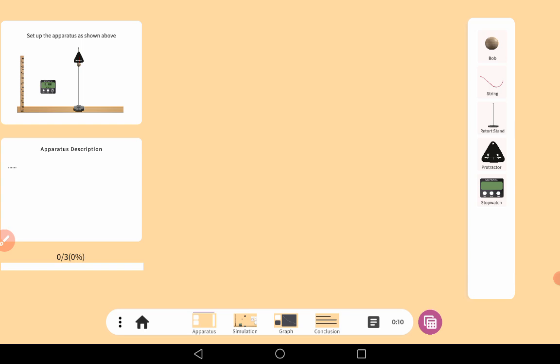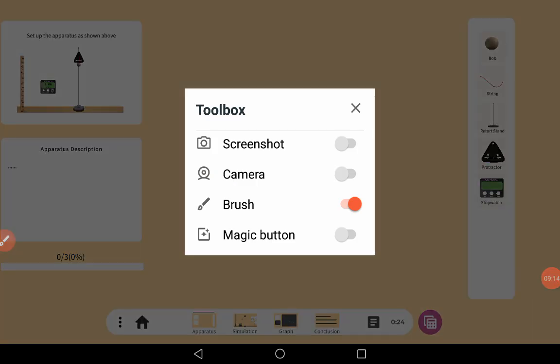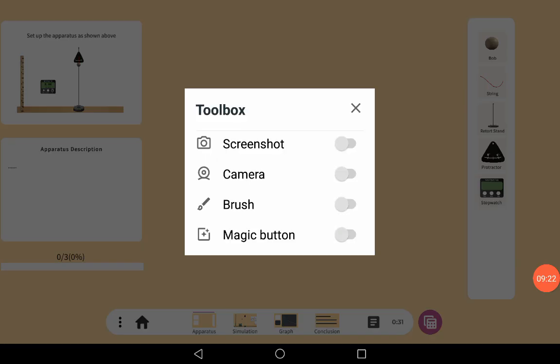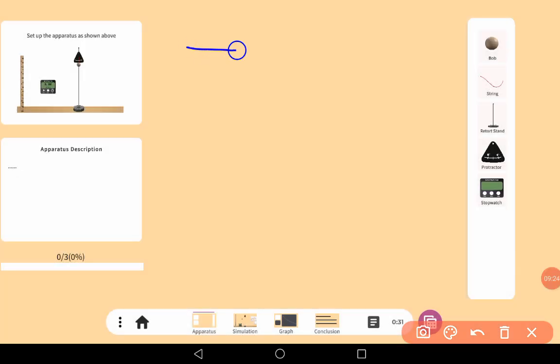Remember, an oscillation is simply a to and fro movement of a body. So let's say we set up a pendulum as an example. A pendulum is just a string to which a mass, which is called a bob, is attached.